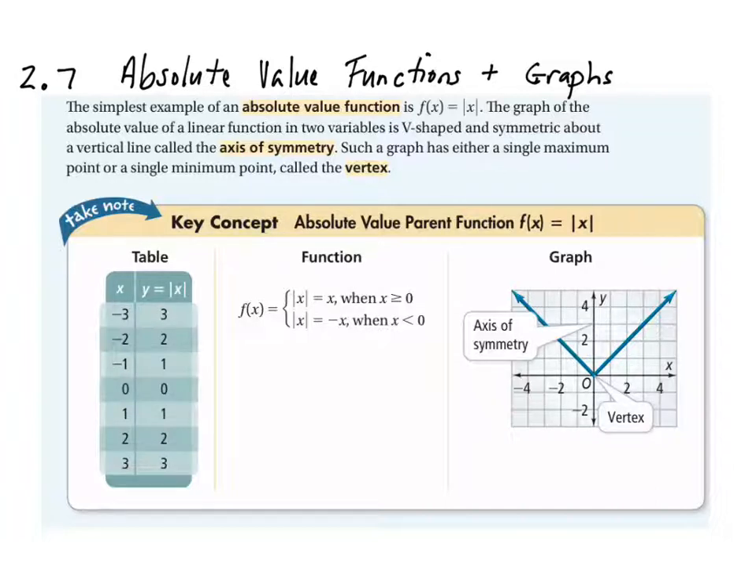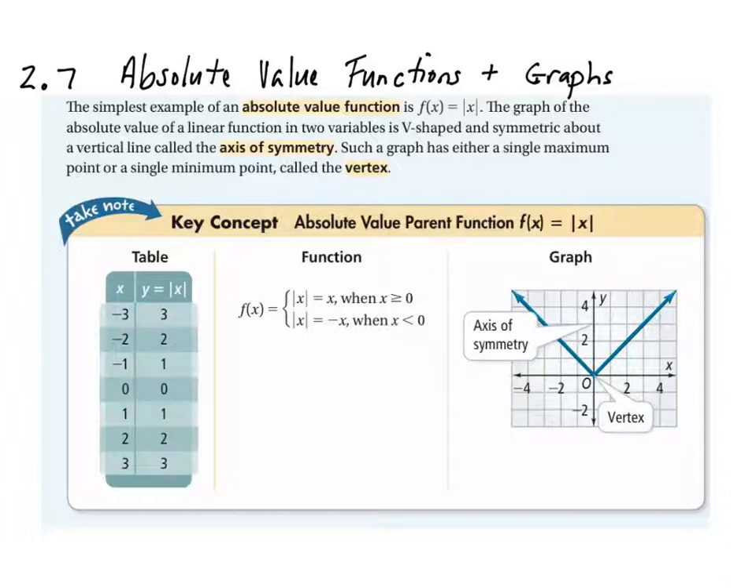So in this case, that graph is going to have a single maximum point or a single minimum point called its vertex. And you learned about the absolute value graph in Algebra 1, so hopefully you remember some things. And we're going to apply that and then expand upon your understanding of absolute value. So this is a good example of the absolute value graph. It's your V-shaped graph. This is your parent function.